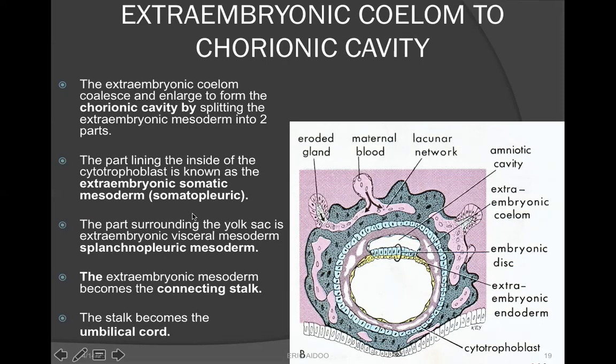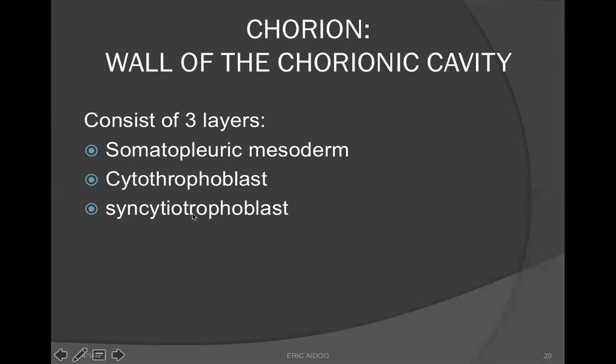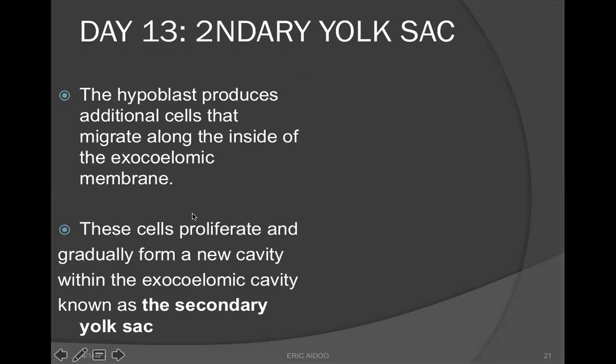And now you can even appreciate that the syncytial trophoblast has encircled the whole developing embryo. You can see that. As for the cytotrophoblast, it has done that already. Chorion, so wall of the chorionic cavity. It consists of the somatopleuric, that is the extraembryonic somatic mesoderm, the part that is closer to the cytotrophoblast. Then followed by cytotrophoblast itself and then syncytial trophoblast. So those three layers will form the chorionic membrane.